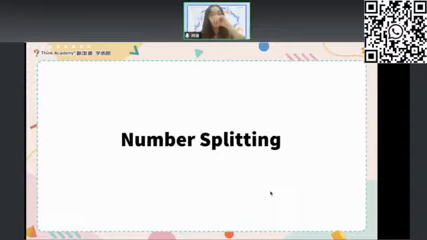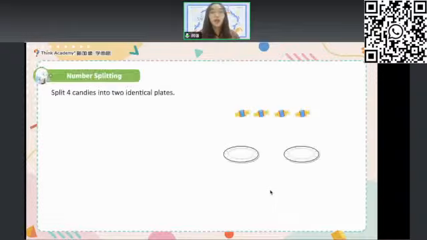So next part is number splitting. Okay, this is another challenging part. And indeed, after the new year, I will explain more about number splitting. Okay. So here, first, let's start from an easy one. Split 4 candies into 2 identical plates. So pay attention to the keyword identical.